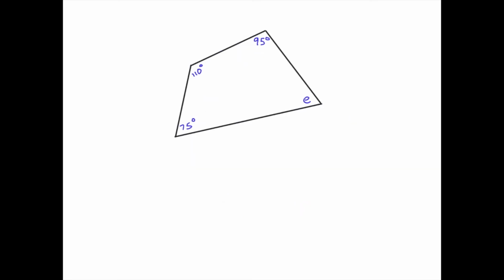Now let's look at an example with a quadrilateral. Here we are given the sizes of three angles, and we need to work out the size of the fourth angle, E. We just need to use the fact that the angles in a quadrilateral always add up to 360 degrees. So we can add together 110, 95 and 75. That gives 280 degrees. Then we need to subtract that from 360 degrees. That leaves 80 degrees. So angle E must be 80 degrees.